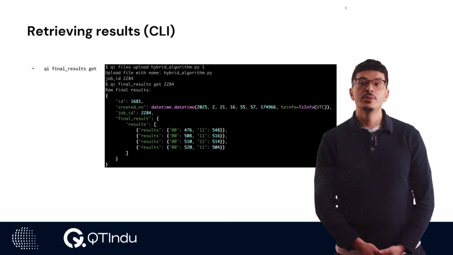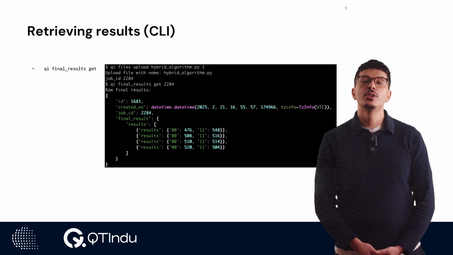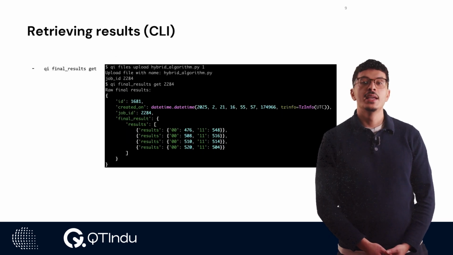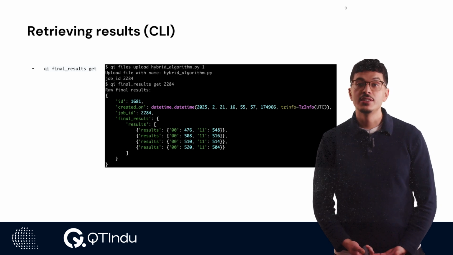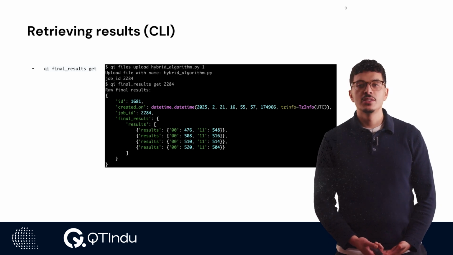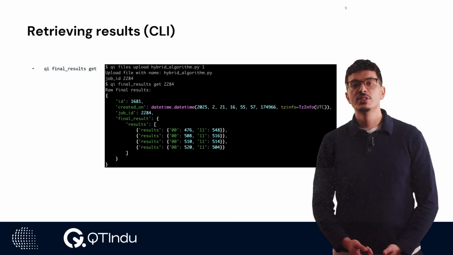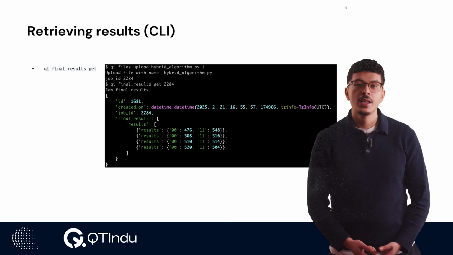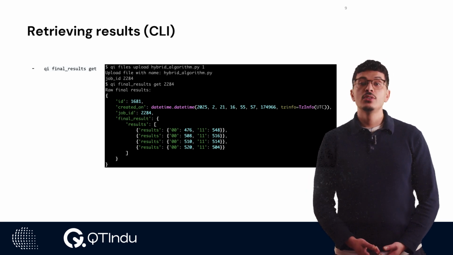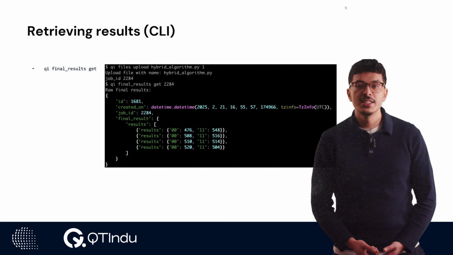The results can be retrieved using the CLI by running the QI final results method. It might be the case that the job is not yet finished. In this case, you will be notified on this. If this is not the case, you will see a result as shown below. Remember that the results can be tweaked in your code. We will show you how to do this next.